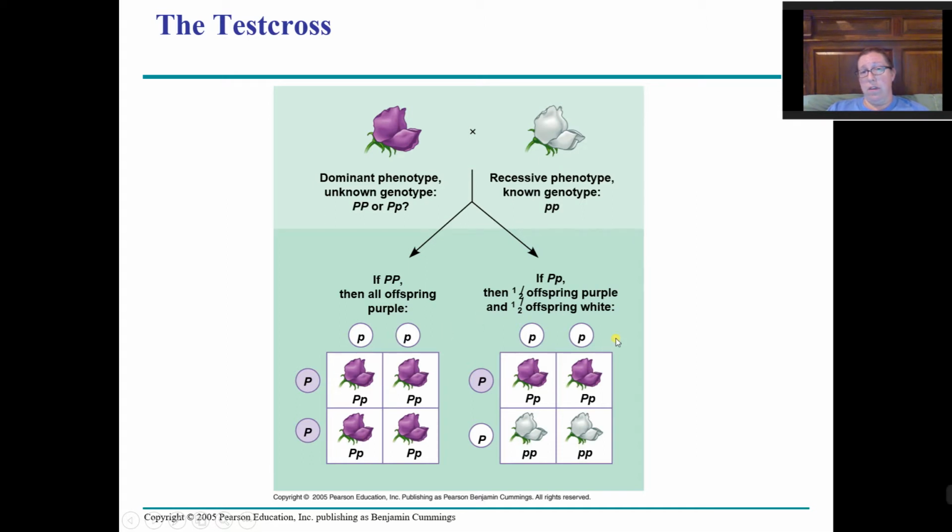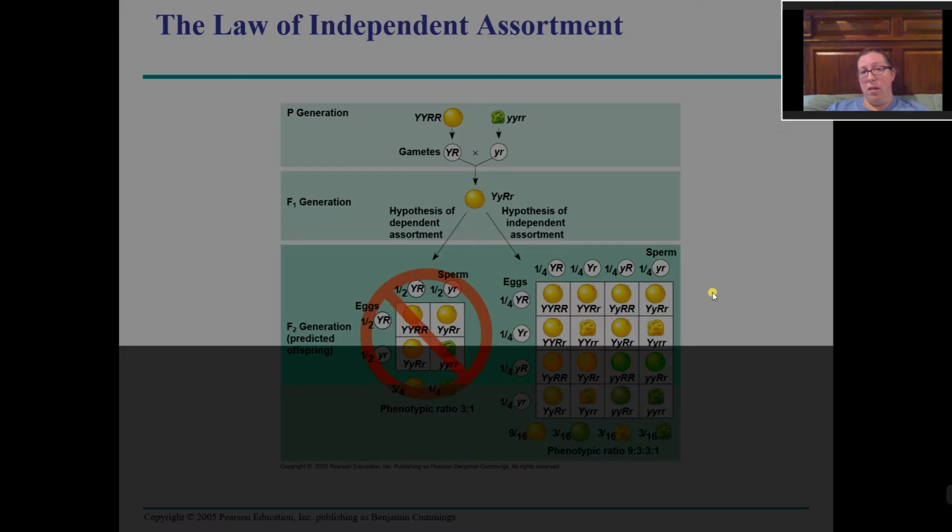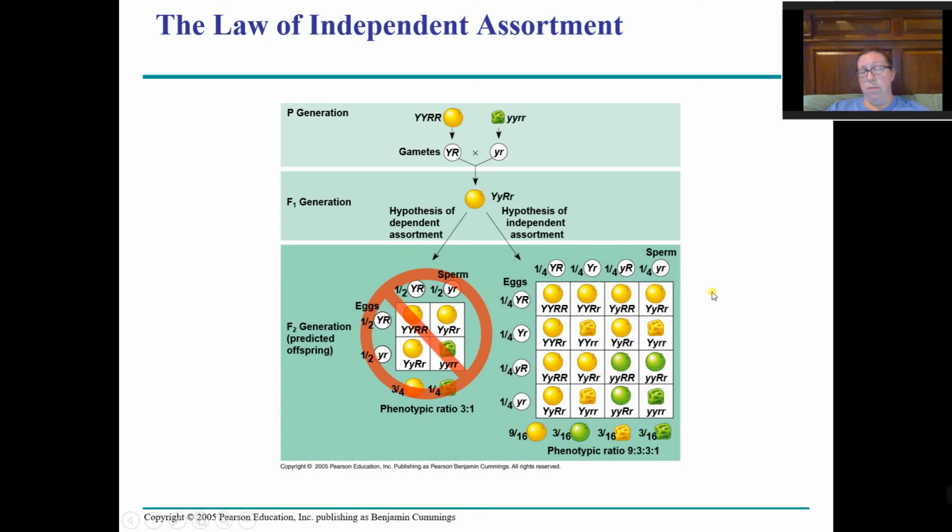Okay, and again, in this particular case, you can look at this: how did Mendel know that his parent flower that he started out with that was purple was true breeding? Okay, all right. So moving on to the law of independent assortment.